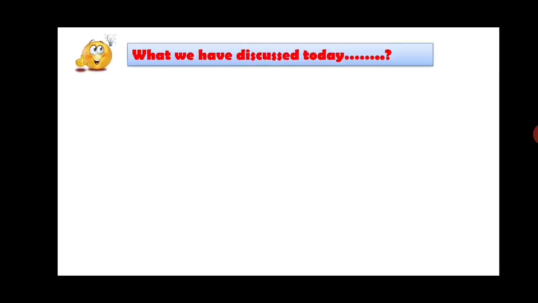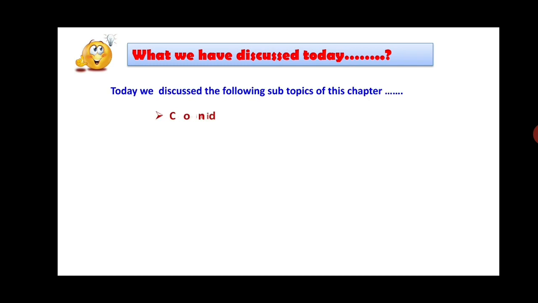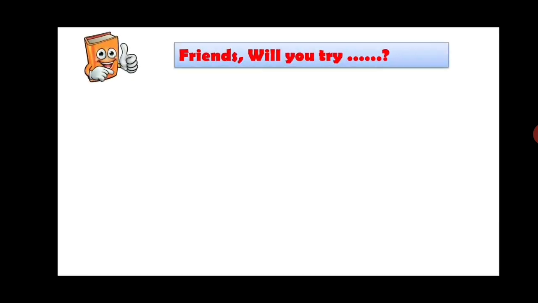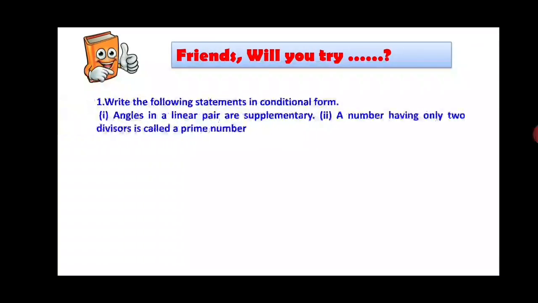So I think till now you have understood all the problems and the theoretical part, and what we discussed today is conditional statements, converse of a conditional statement, Euclid's postulates, theorem proofs, and problems based on the above content. I think you understood all of it. You may try these problems at home.